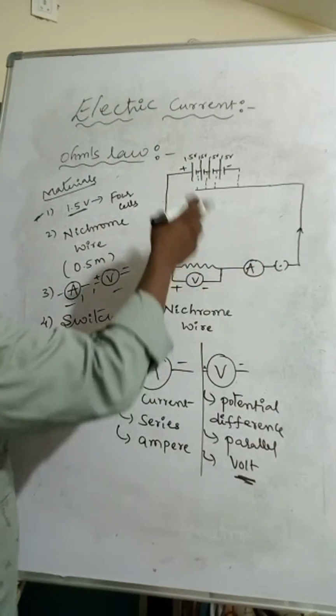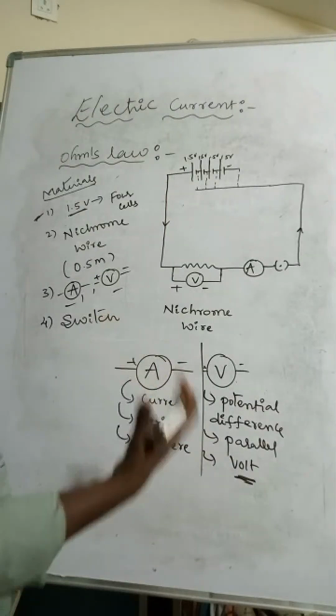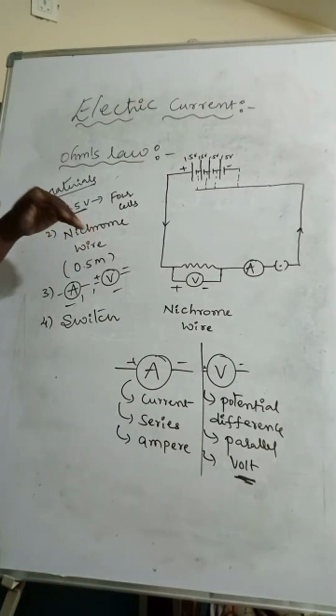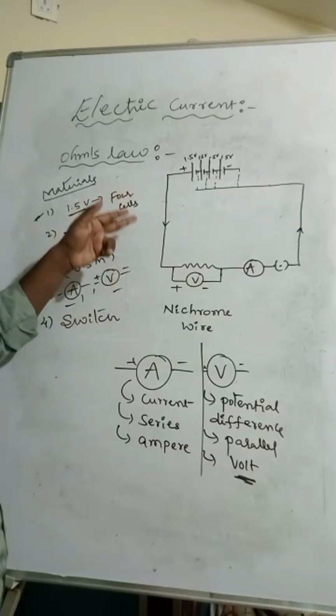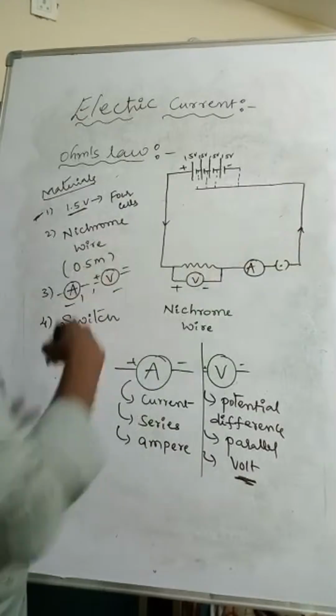The direction of flow of positive charges is called the direction of conventional current. So conventional current is defined before the discovery of the electron, proton and neutron. They already gave the statement: the flow of positive charges is called electric current. So here we are using the conventional current.